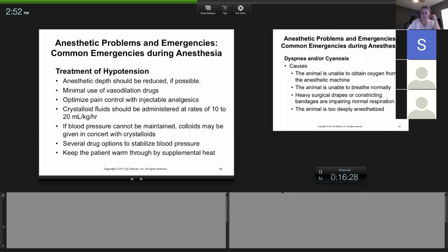So if I have a patient with pre-existing hypotension, I might really use low propofol. I usually try to stay away from acepromazine or use very, very low acepromazine.